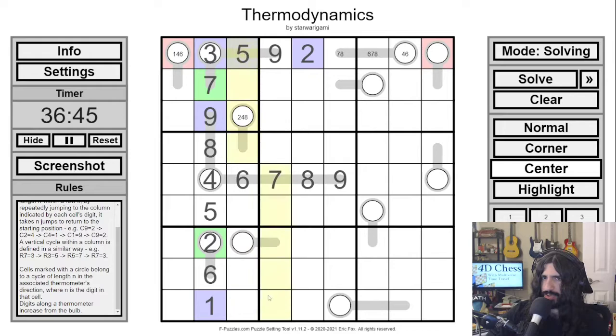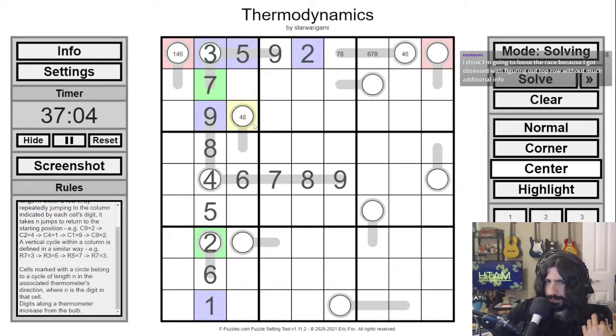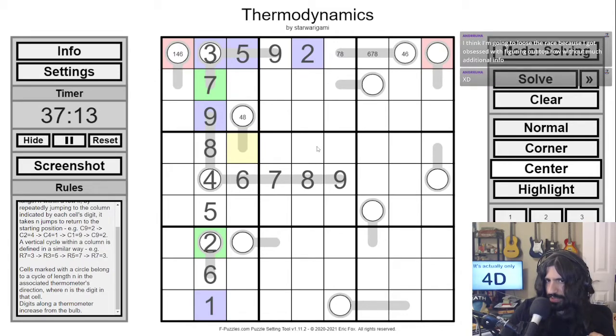Because it would have to be part of a 1 cycle. This can't be a 2, because then it would have to be a cycle of length 2, which would mean that this would have to be a 3, but there's already a 3 here, so it can't be a 2. It's either 4 or 8. Which means that this, by the way, can't be a 1, a 2, a 3, or a 4. It would have to be a 5 or 6. So this is a 7 or a 9.